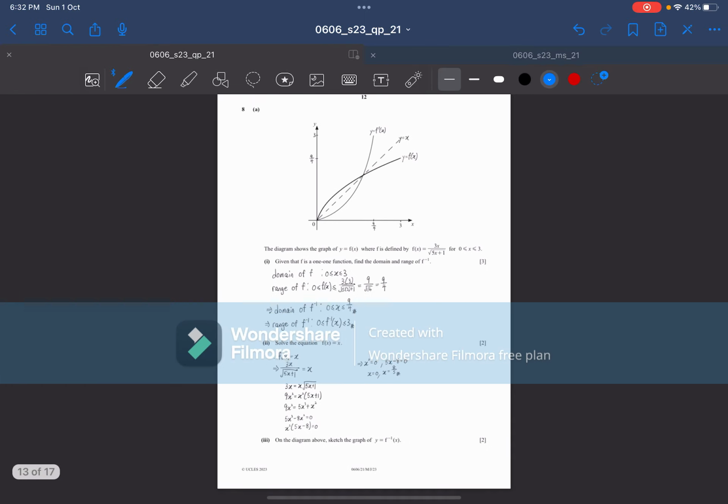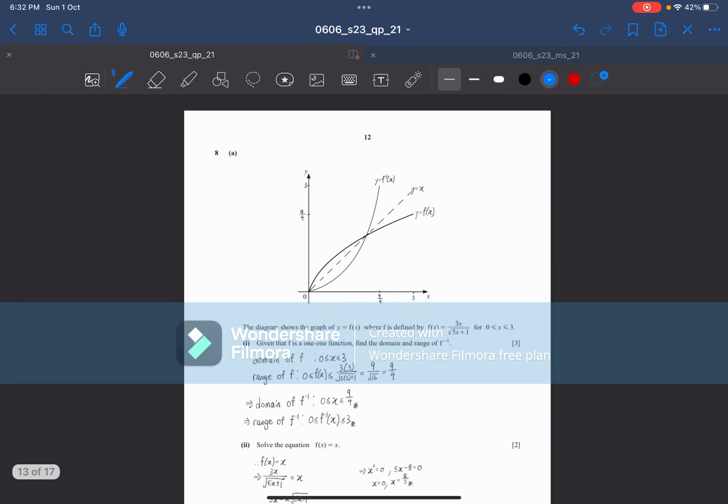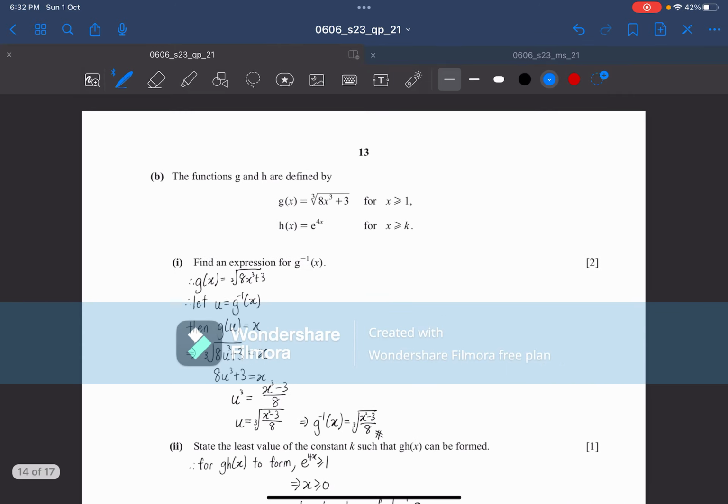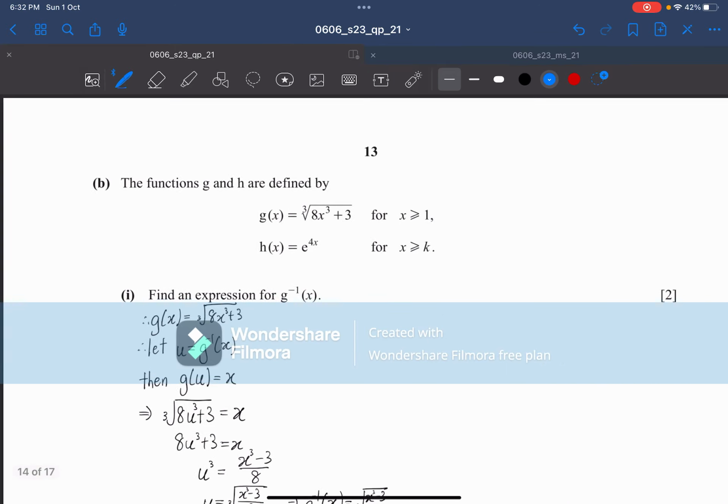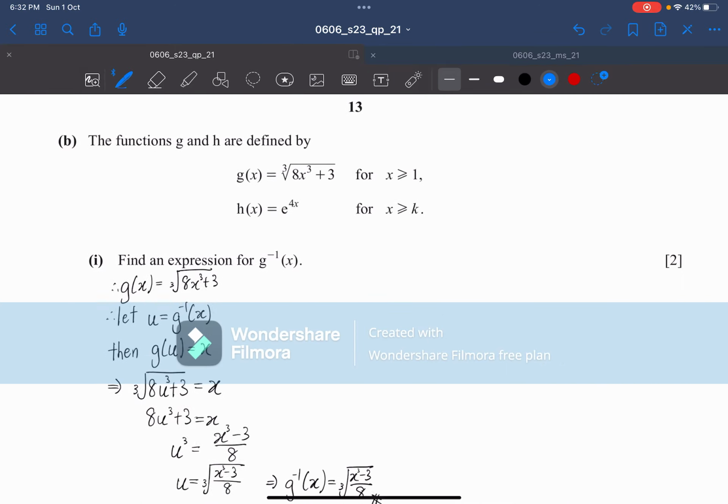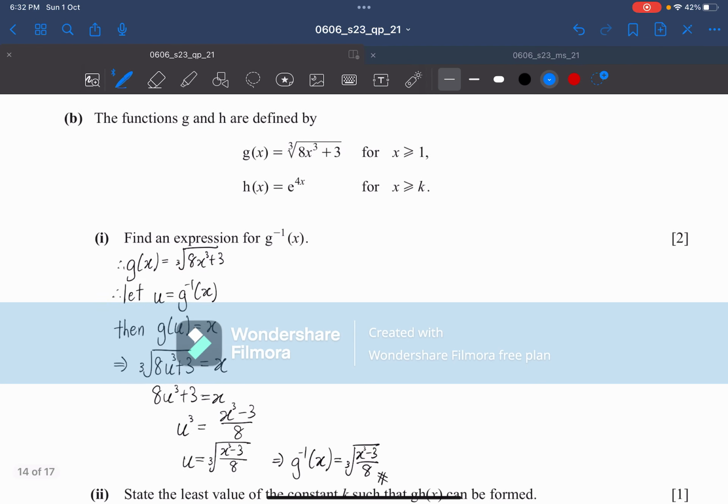All right. So that's how you do this part. Now you need to do B. The functions g and h are defined by this right here. Find an expression for the inverse.